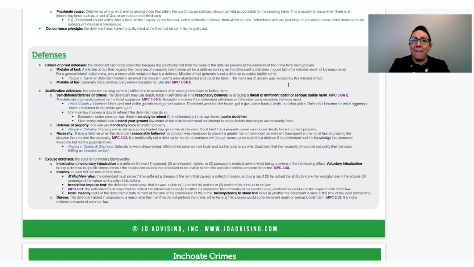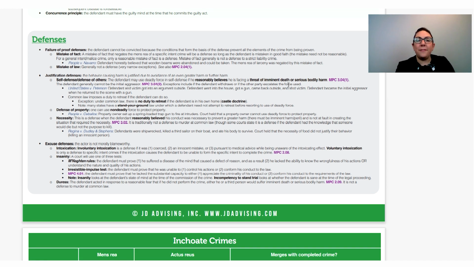So that mistake of fact as to whether or not those beams were abandoned did negate the mental state, the mens rea required for larceny, and therefore the defendant is not guilty of larceny. So the prosecutor would be unable to prove the mental requirement of that offense. Mistake of law is generally not a defense. So saying that I didn't know that that was illegal generally won't help the defendant. That won't work as a defense. There's a few very narrow exceptions to that rule where mistake of law can be a defense.